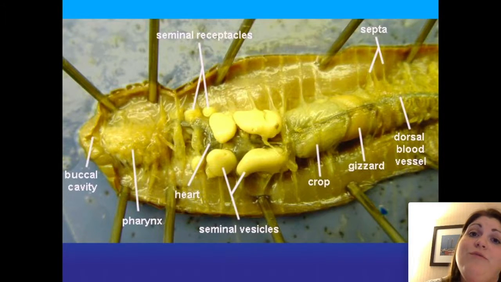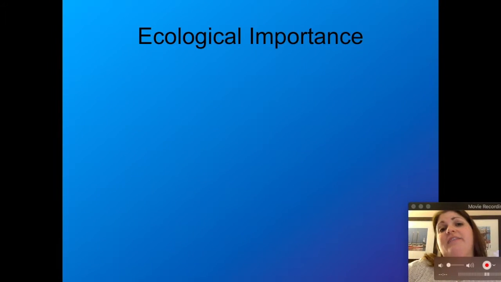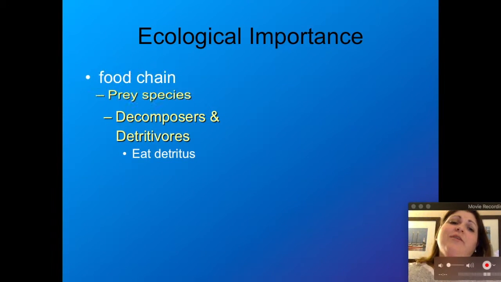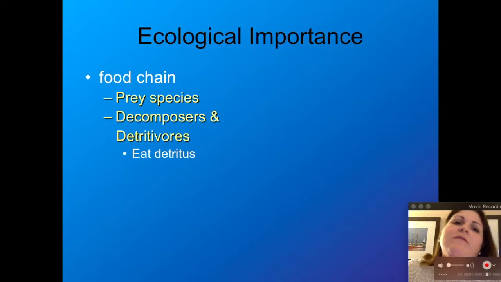Let's take a moment and review. In talking about the ecological importance of annelids, one of the primary things to note is that they are a prey species. They have an important role in the food chain.